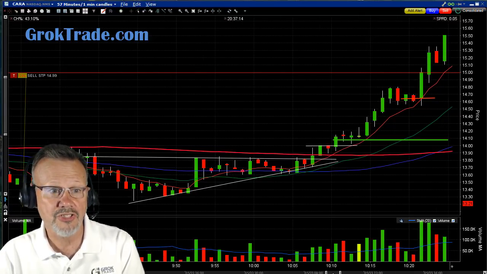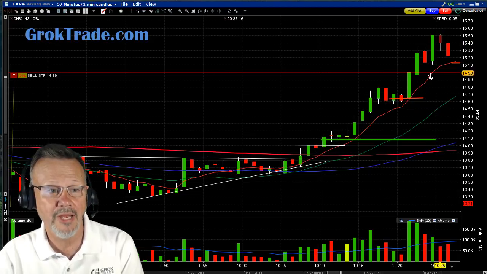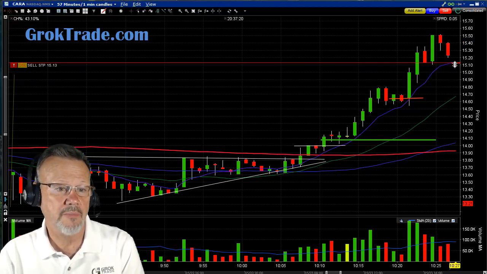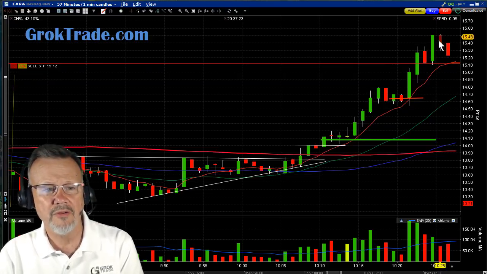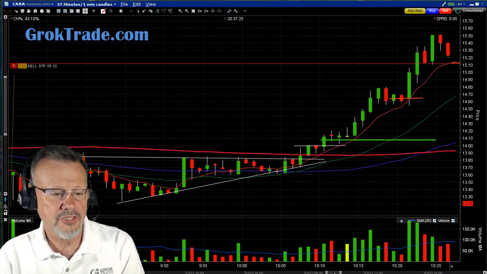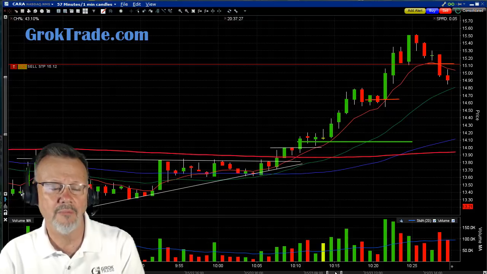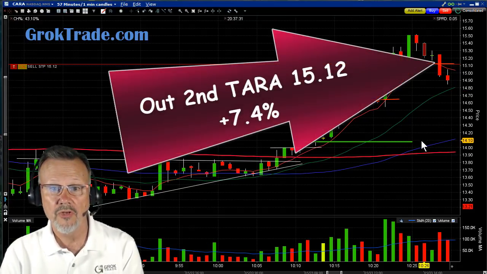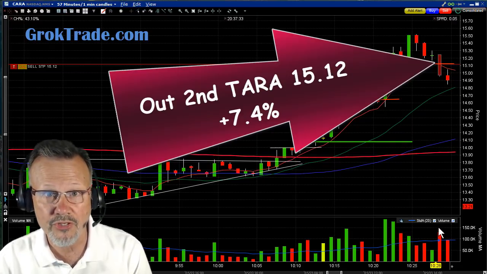It's really overextended here, and look at that, starting to pull back. And following this 8 EMA along the way here, I'll keep my stop right on the 8 EMA. Way up there, starting to pull back. Let's see what happens here, and bam, there it goes. Stopped me out on the second half at 15.12 for 7.4% on the second half.